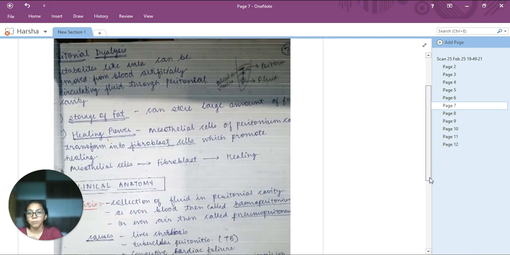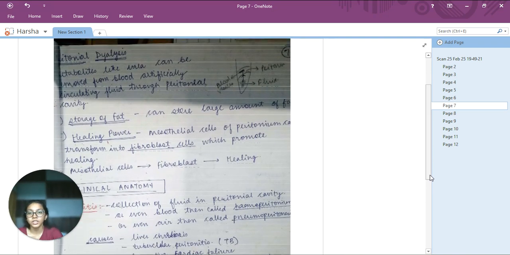Next function is peritoneal dialysis. In peritoneal dialysis, metabolites like urea can be removed from the blood by artificially circulating fluids through the peritoneal cavity. Then one of the most important functions of the peritoneum is the storage of fats. It can store a large amount of fats within it. Fine. Then there is healing power. Mesothelial cells of the peritoneum transform into fibroblast cells which promote healing.